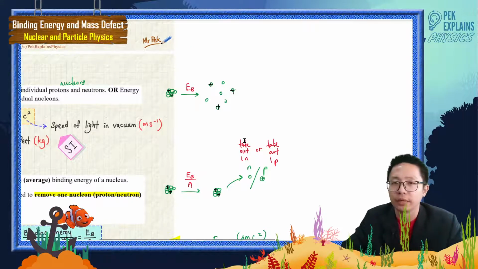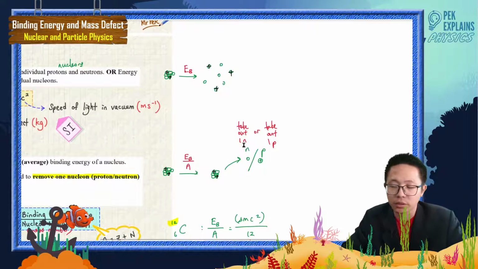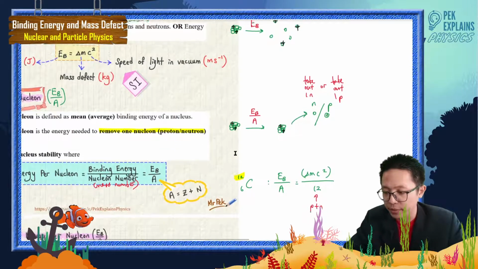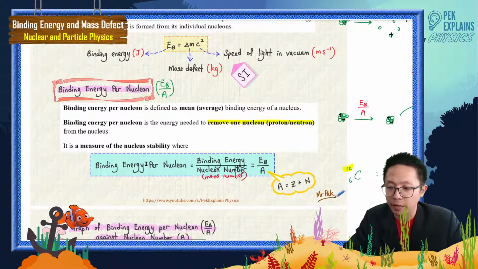They're the same. So for a neutron and a proton, to remove one of them, they have equal energy. Yeah, equal energy. We don't look at the sign at all.